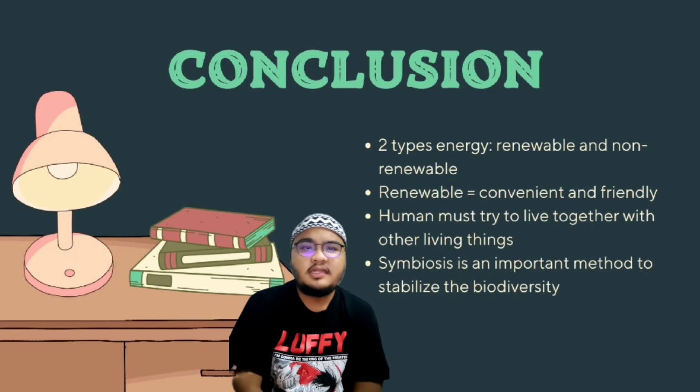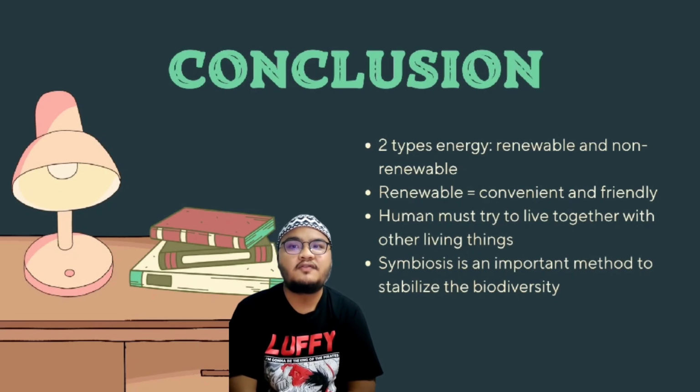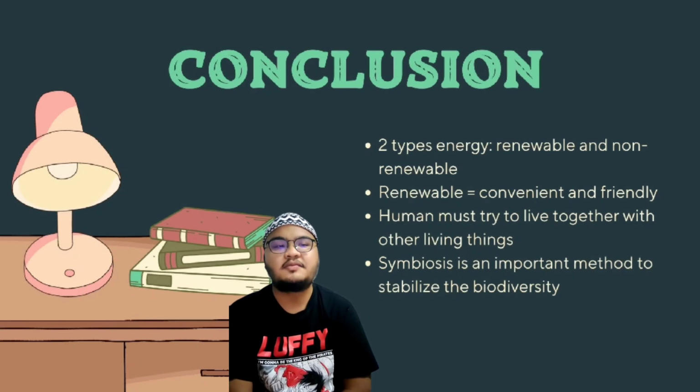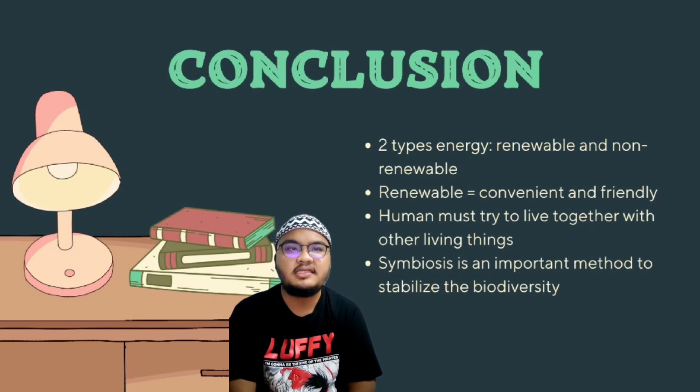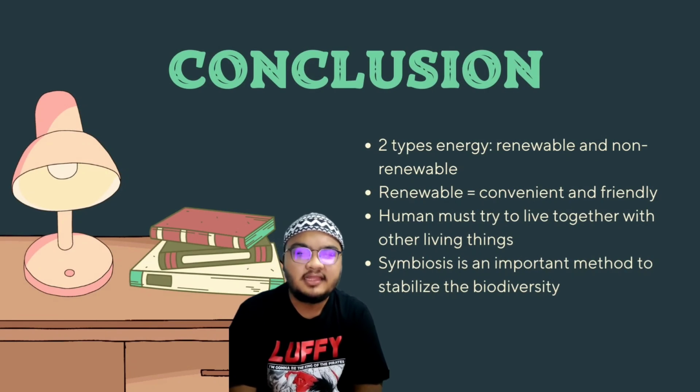So the symbiosis of us with other living things is important to have a stabilized biodiversity. Okay, that's all from me. Thank you.